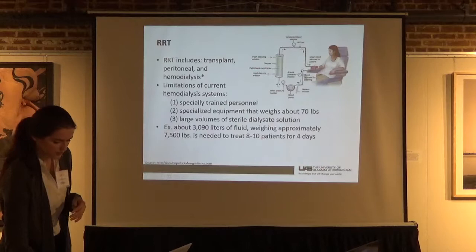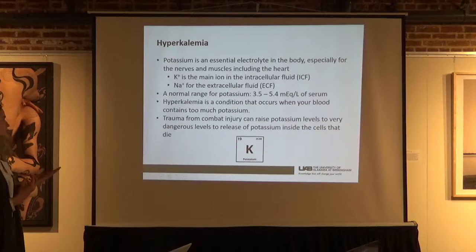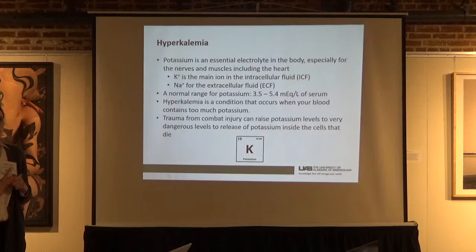The particular sorbents that TDA provided us are used to treat hyperkalemia, which is an excess of serum potassium. Potassium is an essential electrolyte within the human body for the nerves and muscles, including the heart, to function properly. Potassium is the main ion in the intracellular fluid, with sodium the main ion in extracellular fluid. The normal range for potassium in the serum is 3.5 to 5.4 milliequivalents per liter, so anything above 5.4 is hyperkalemic.